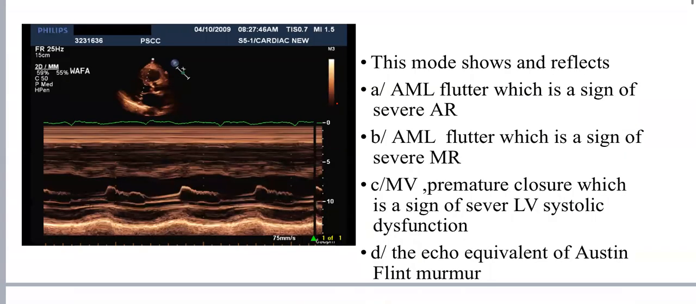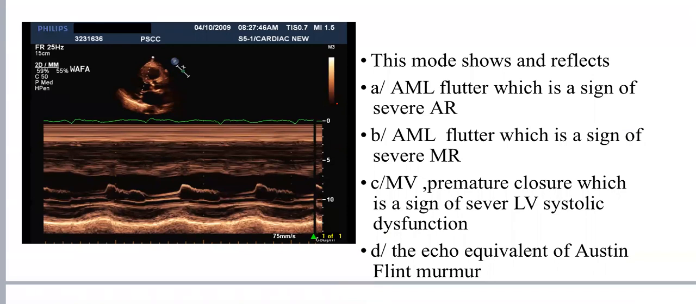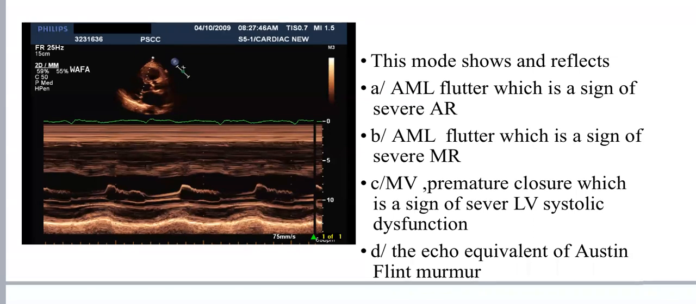Okay, now this M mode shows and reflects: A, anterior mitral leaflet flutter, which is the sign of severe AR. B, anterior mitral leaflet flutter, which is the sign of severe MR. C, mitral valve premature closure, which is the sign of severe LV systolic dysfunction. D, the echo equivalent of Austin Flint murmur. So which one is right here? A, A, D, D, D. D. Who said D? Dosouky.